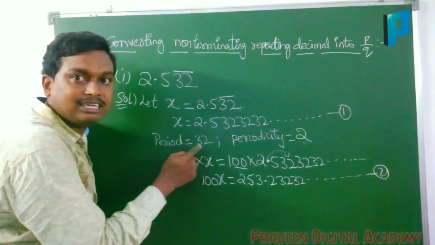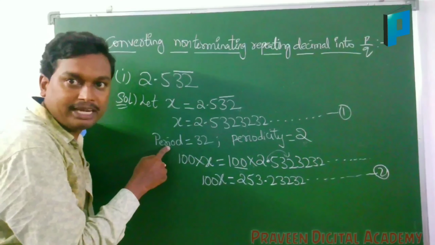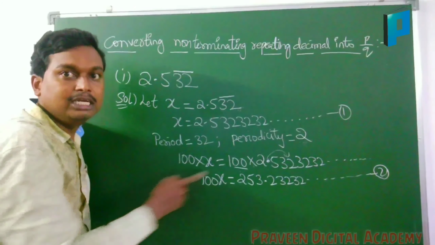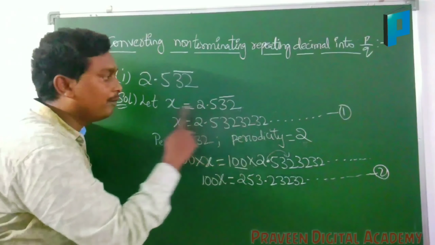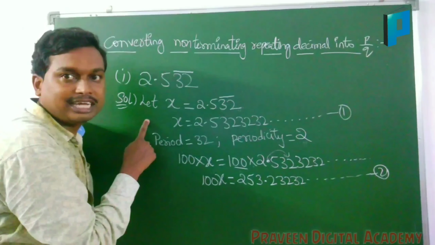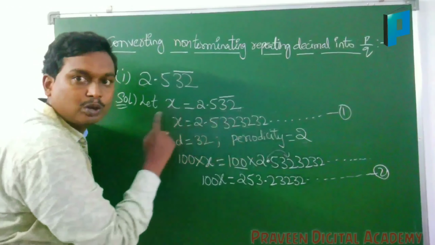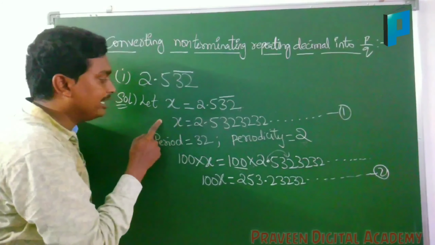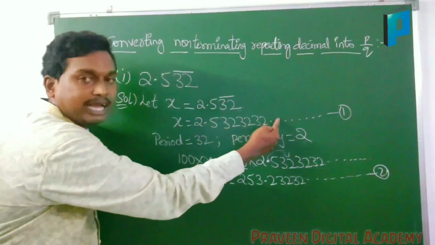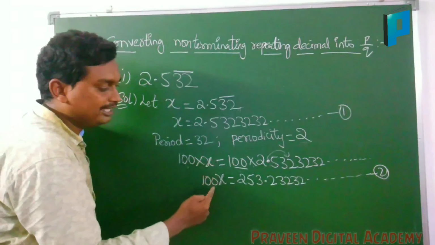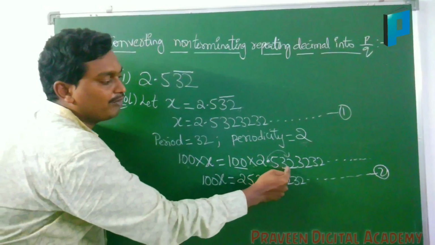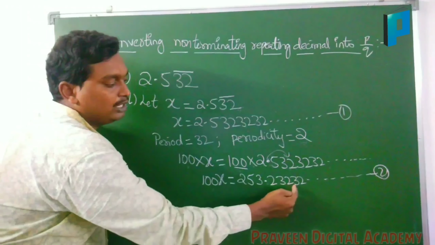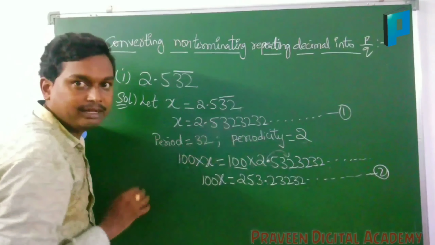Here, the numbers having the bar are called the period, and how many numbers have the bar is called the periodicity. If periodicity is 1, multiply equation 1 with 10. Periodicity 2, 100. 3 means 1000. Here it is 2, so 100 into x is 100x, and 100 into 2.5323 gives 253.23232.